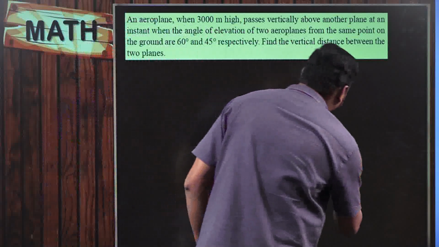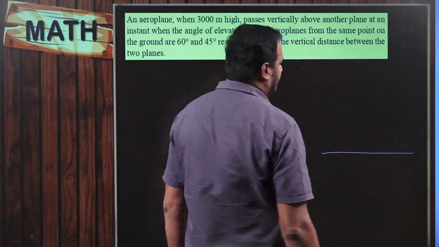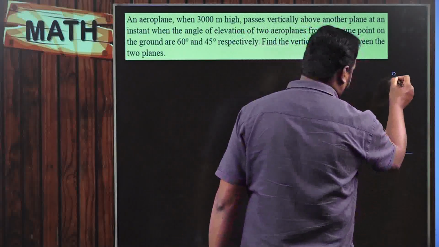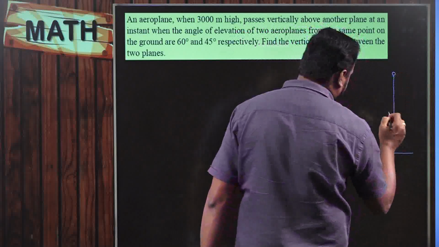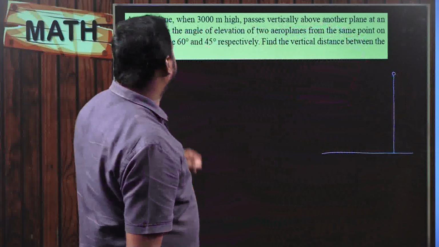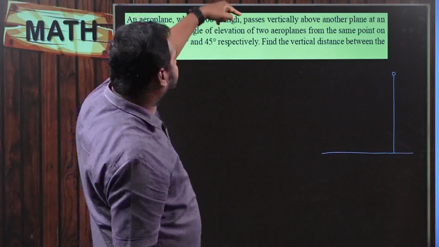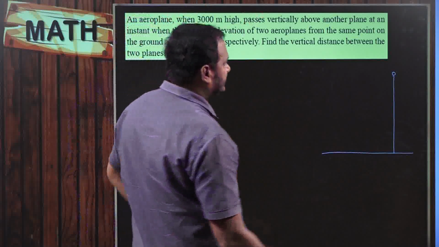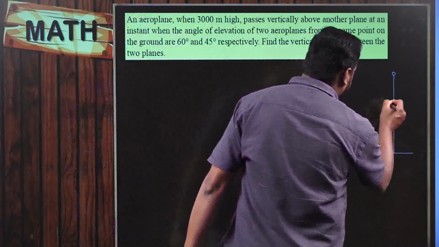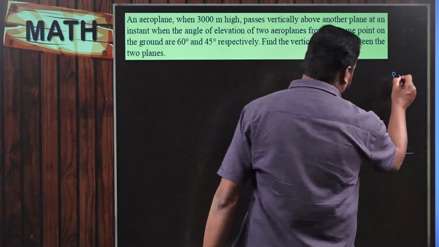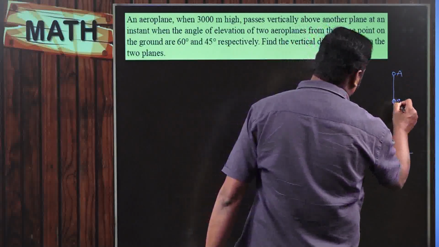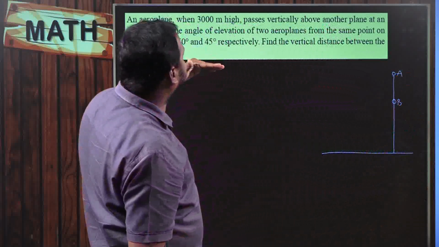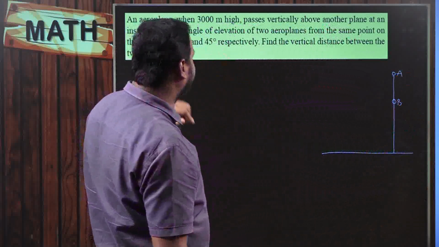See, for example, this is the horizontal and this is the position of the aeroplane first of all, and this is the vertical distance of the aeroplane. And what is given here: an aeroplane 3000 meters high passes vertically above another aeroplane. So there is another aeroplane. So A is the first aeroplane and B is the second aeroplane, and at an instant when the angle of elevation of two aeroplanes from the same point on the ground.